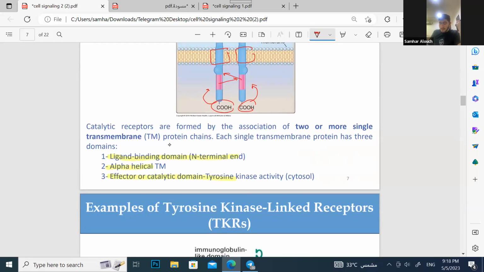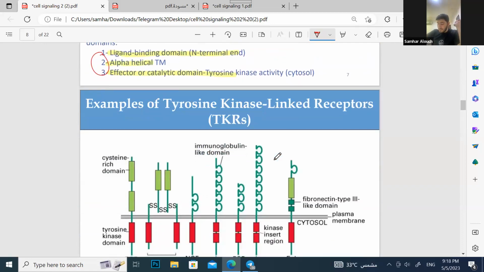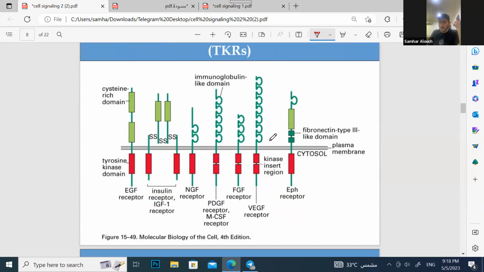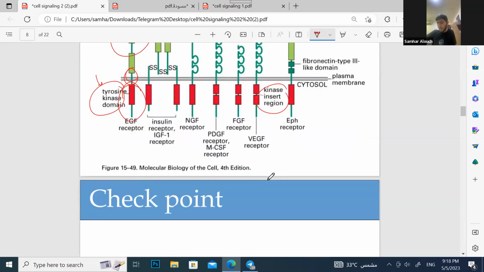So these are the three parts. I talked about them. This slide is just to tell you that no matter what the enzyme is inside, whether it's tyrosine kinase or something else, like serine kinase, it has the same structure: a ligand side outside, a transmembrane alpha helix, and a C-terminal inside. But most likely, it will have a tyrosine kinase domain, okay?